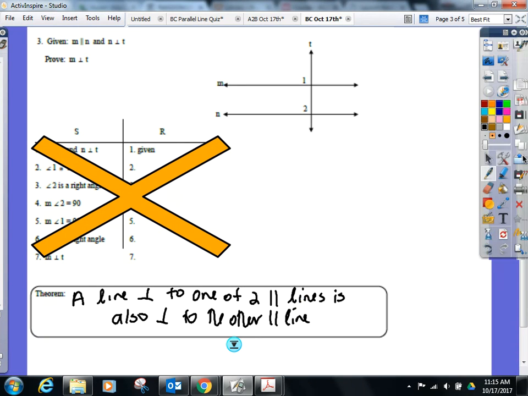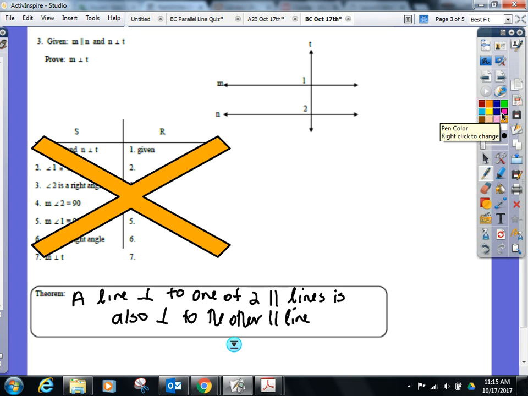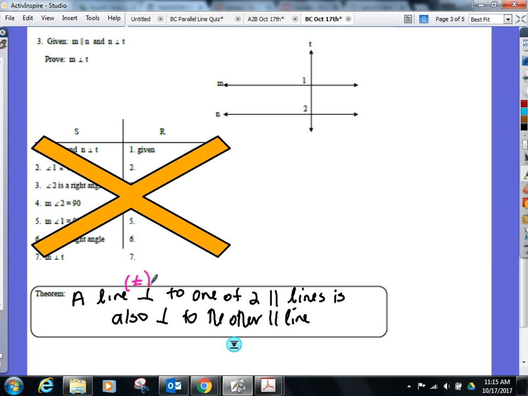So hey, before you write it down, take a look up here. Let me put names to these now. Ready? A line, that was T, perpendicular to one of two parallel lines. What line was T perpendicular to? N, which is one of two parallel lines, is also perpendicular to the other line, which was what? M. So just putting names to this right now. Okay. So go right ahead and go to your index card.